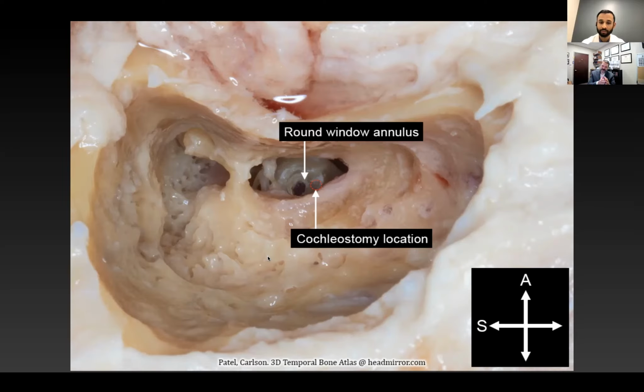Make sure you have constant irrigation. You don't want to be drilling the bone dry. Having irrigation cools the bone, removes bone dust around you, and a millimeter film of water over bone allows you to see through the bone about a millimeter. You can actually see through bone if you have a little bit of fluid over the top of it. You'll see the facial nerve through that. I think those are the primary tenets of drilling the facial recess and different ways to look for it.